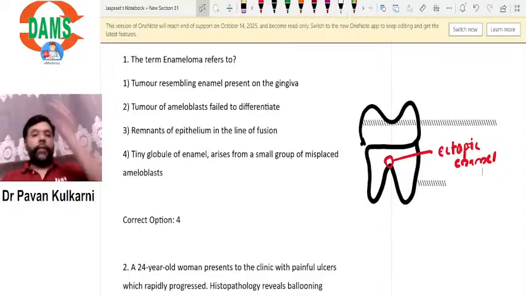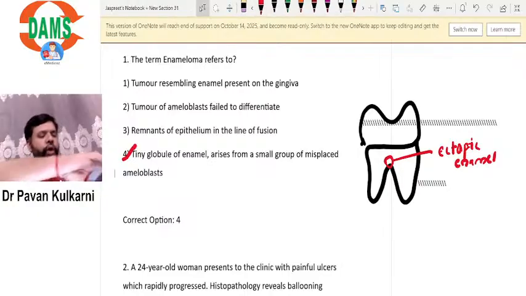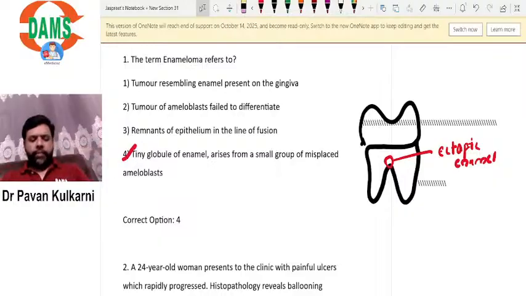Normally we think oma means tumor, but it is not any tumor. It has got nothing to do with any tumor. It is not a neoplasm. It is just an ectopic deposit, a tiny globule or deposit of enamel found on the root at the furcation area. This is very important. That's what the fourth option is correct here: a tiny globule of enamel that arises from a small group of misplaced ameloblasts.